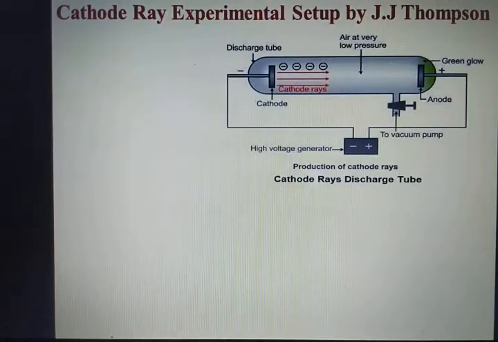Now, as the experiment started, after a certain point of time, the cathode started to emit certain radiations.